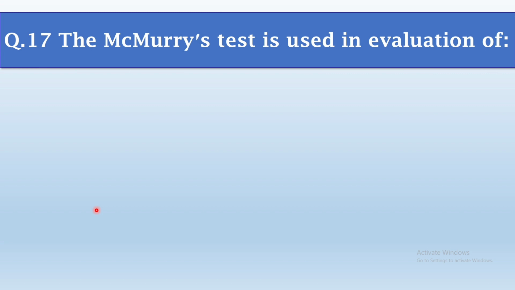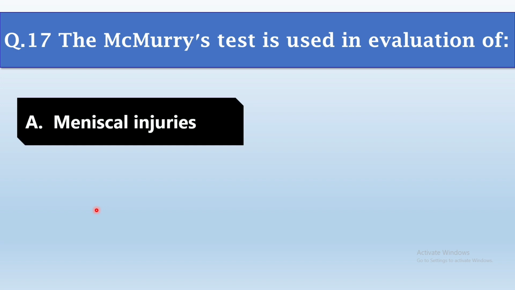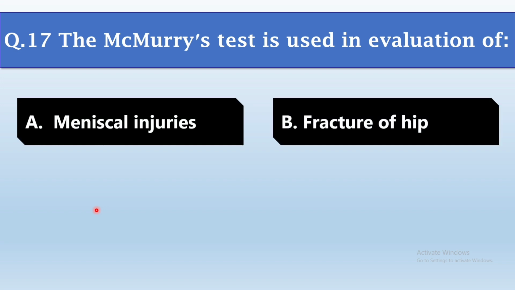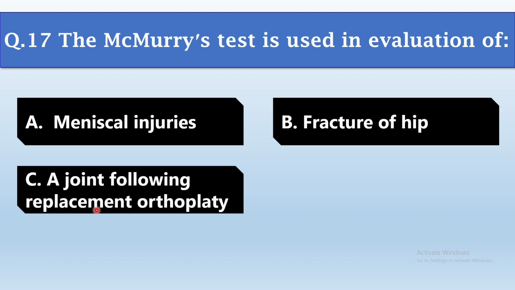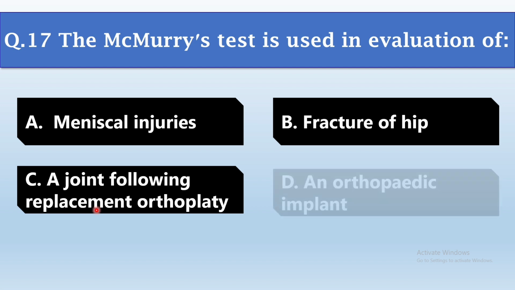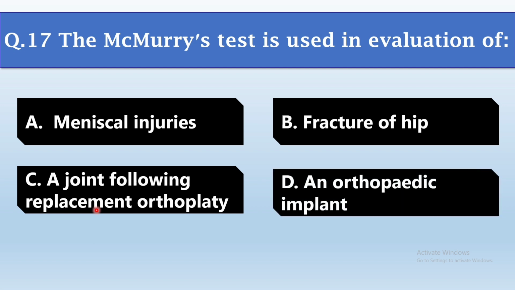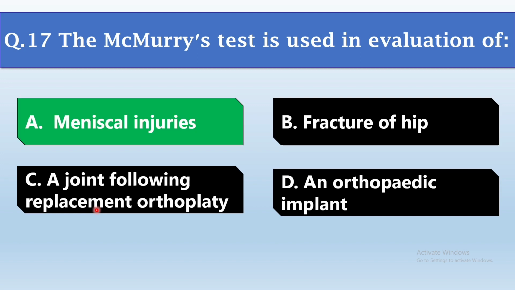Question number 17. The McMurray's test is used for evaluation of option A meniscal injury, option B fracture of hip, option C a joint following replacement arthroplasty, and option D in orthopedic implants. The answer is meniscal injury.